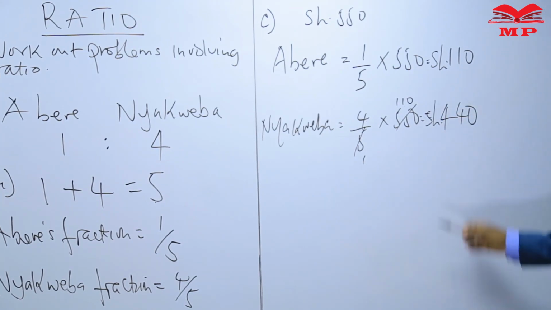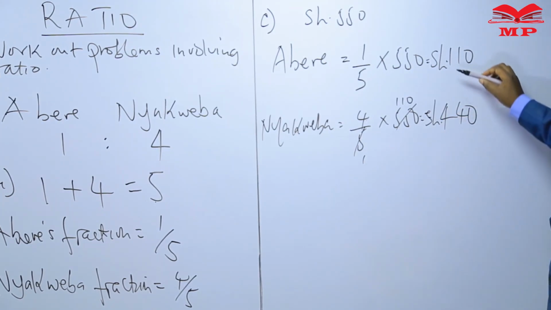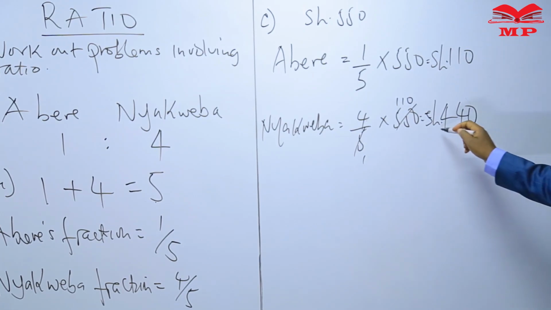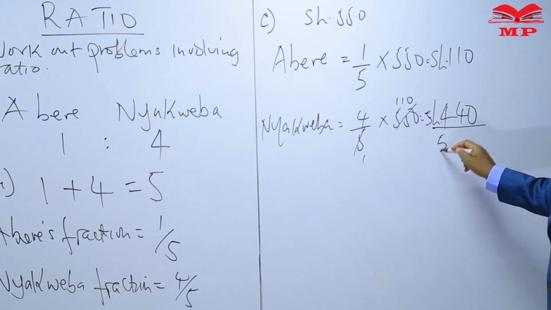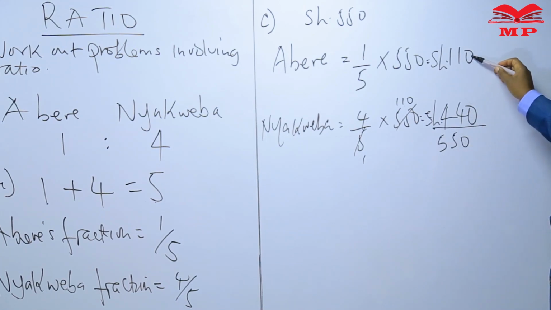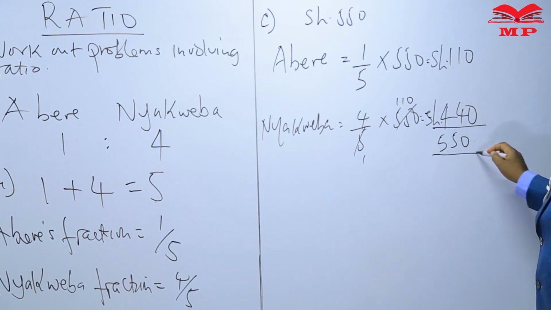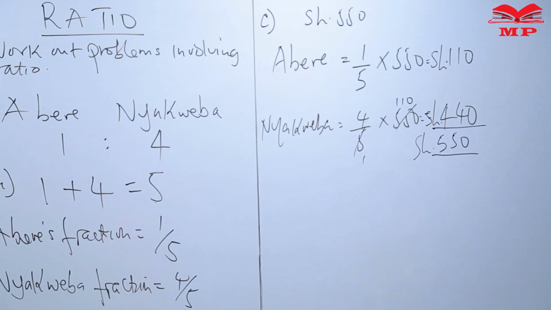Nyakweba got 440 shillings. Abere got 110 shillings, giving us a total of 550. 0 plus 0, 0. 1 plus 4, 5. So that is how the money was shared.